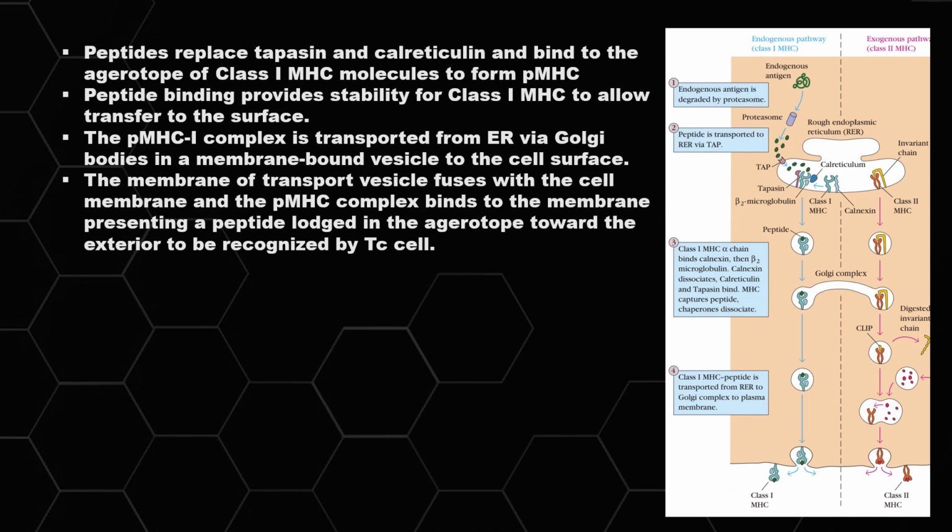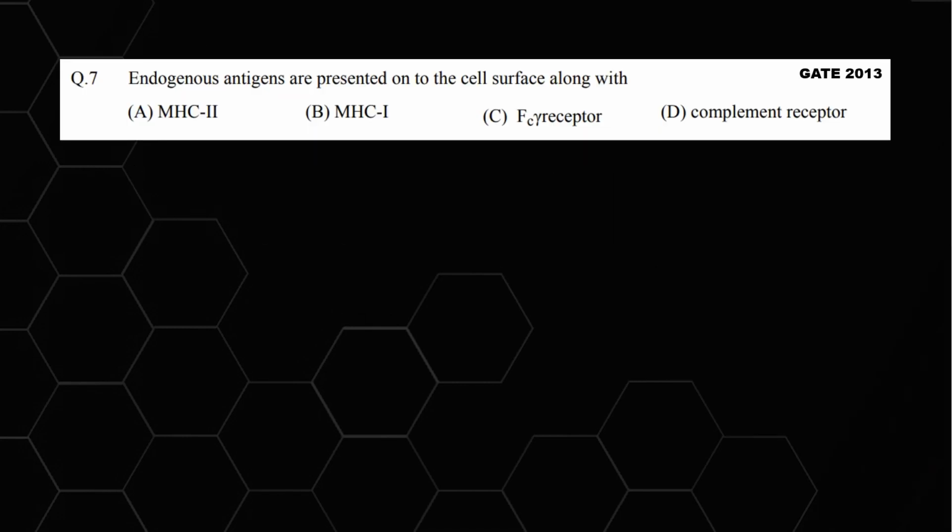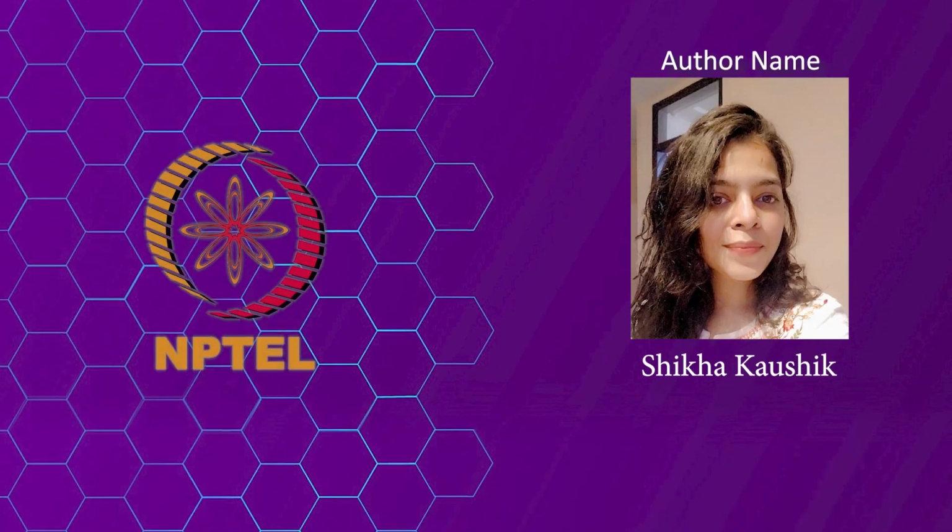So this is the endogenous pathway, and in the endogenous pathway, the class 1 MHC molecule is there to present the antigen. So coming to the question, endogenous antigens are presented on the cell surface along with class 1 MHC molecule. So the answer here is B.